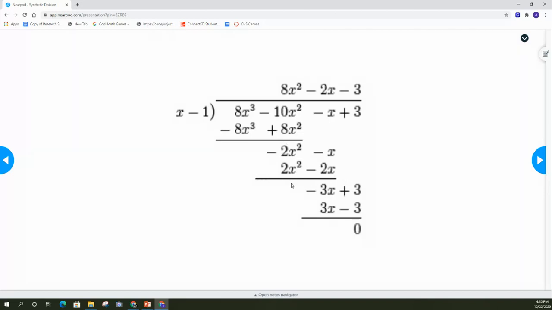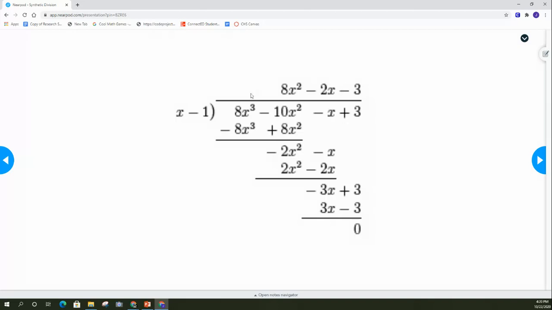All right, those cancel out. Negative x minus 2x is negative 3x. Okay, x goes into negative 3x, negative 3 times. Multiply that, I get negative 3x plus 3. I change the signs again, and then those are all going to cancel out. So I have a remainder of 0.